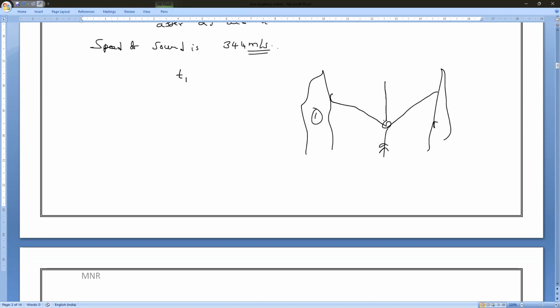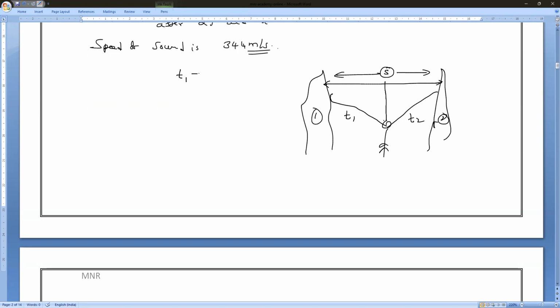So let me take this as cliff 1 and this as cliff 2, and the times as T1 and T2. Now they're asking what is the distance between them. That is what we have to find. What is the distance between the cliffs? That is the only thing we have to find.